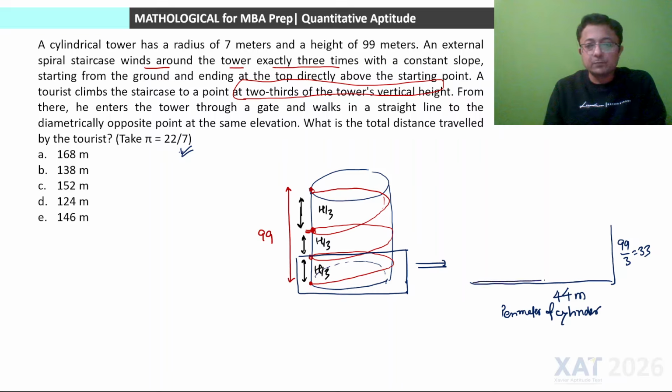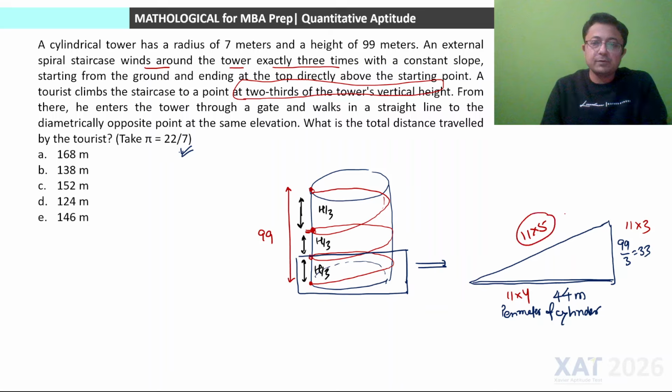So base is 44, height is 33, so length of the staircase for one round will be equal to, by 3:4 का ratio बन रहा है, 33 is 11 into 3, this is 11 into 4, so hypotenuse must be 11 into 5, यानी कि 55 meters should be the length of the staircase when it is completing one round. तो one round का length will be 55 meters. Total 3 rounds है, तो total length of the staircase will be 55 into 3 because there are total 3 rounds. So that will be 165 meters.